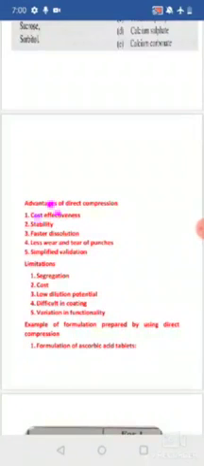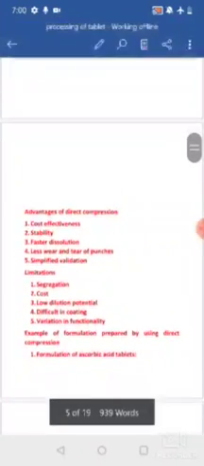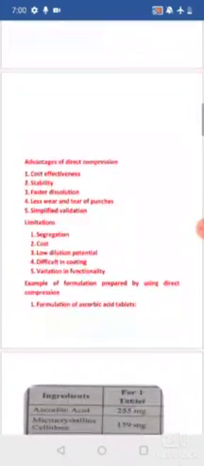Coming to the next point, less wear and tear of the punches. When coming to the equipment part, there is less sticking of particles on the punches. In wet granulation, the material will be in wet form, so it can easily stick to parts of the machine. But in direct compression, the sticking of particles to the punches is less and wear and tear is also less. There will not be any agitation process, hence the wear and tear is less.